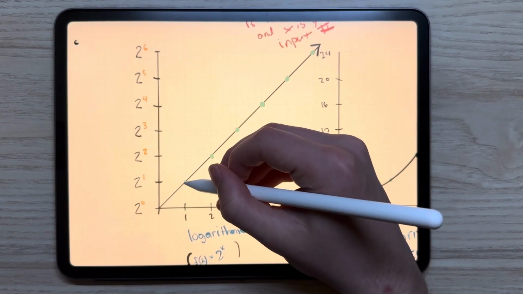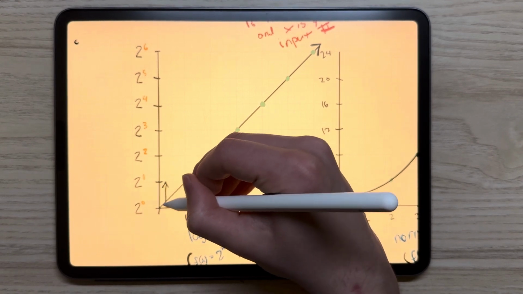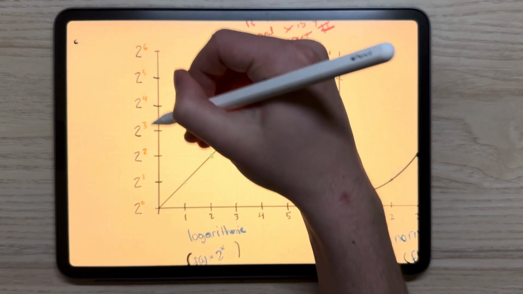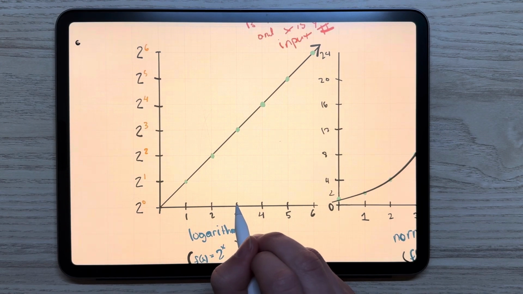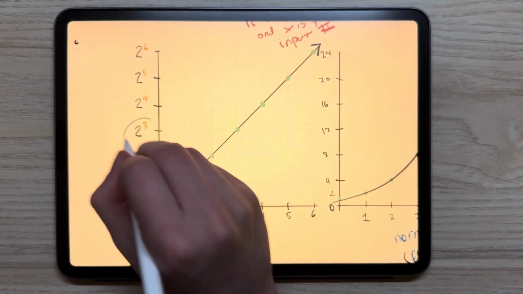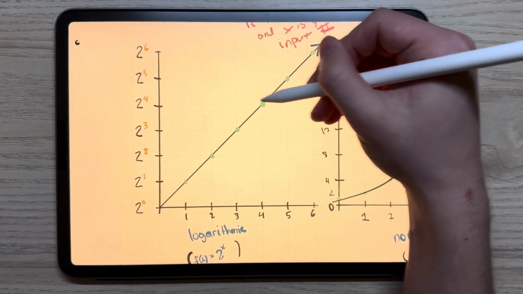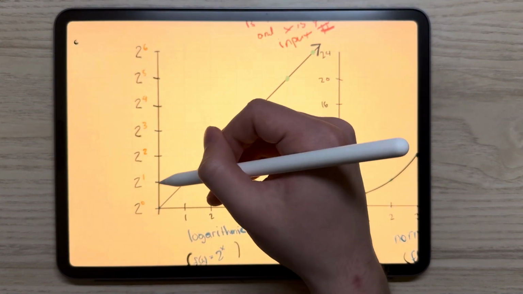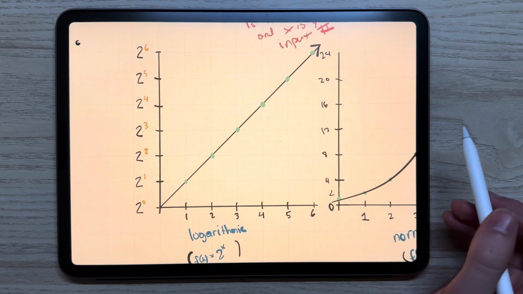So 2 to the first power is 1. And so that is at a height of 1 length because it's the first power. And this goes up by powers. And so if we're plotting 2 to the third, we're just going to go up 1, 2, 3 because this is 2 to the third. Same thing for 4. 2 to the fourth is 16, or just 4 because it's the fourth power. And the same goes for all the other points on here.